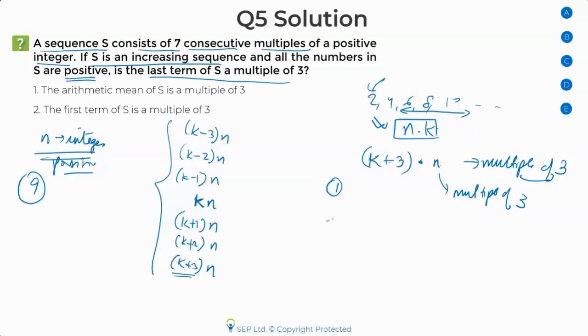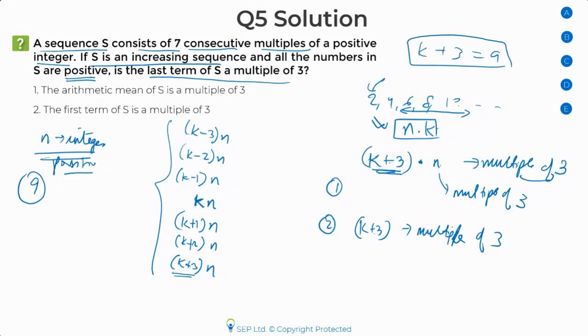The other possibility obviously is that k plus 3 is a multiple of 3. If k plus 3 is a multiple of 3, then also it will work. For example, if k plus 3 turns out to be 9, it will work for me, right? That's not a problem, as long as it's a multiple of 3. The third possibility is that both of them are multiples of 3, so that's also going to work for me. So either n is a multiple of 3, k plus 3 is a multiple of 3, or both of them are. As long as one of them is, I'm okay with it. That's the basic inference.